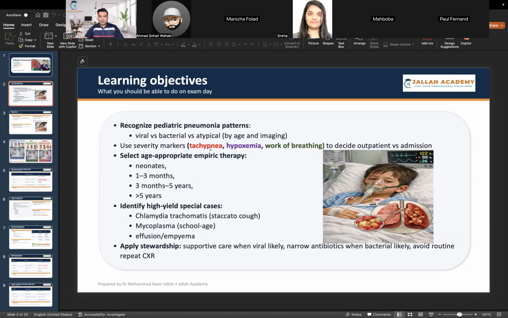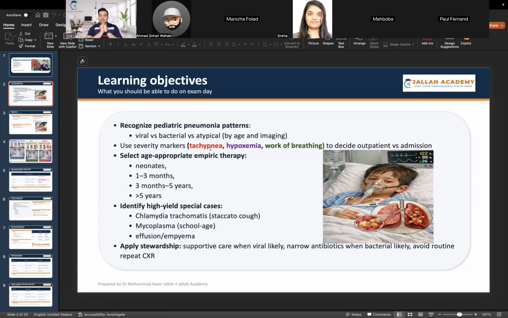So select age-appropriate empiric therapy. I made a mnemonic to make it very easy for you guys. Otherwise, it's going to be very confusing. Based on age, you will forget which one is which. But I made a mnemonic and made it very easy to understand and go for the right antibiotic. So neonates, for them, which antibiotic is the best? 1 to 3 months, and 3 months to 5 years, and then above 5 years. So these are the things that we will focus on in this lecture.